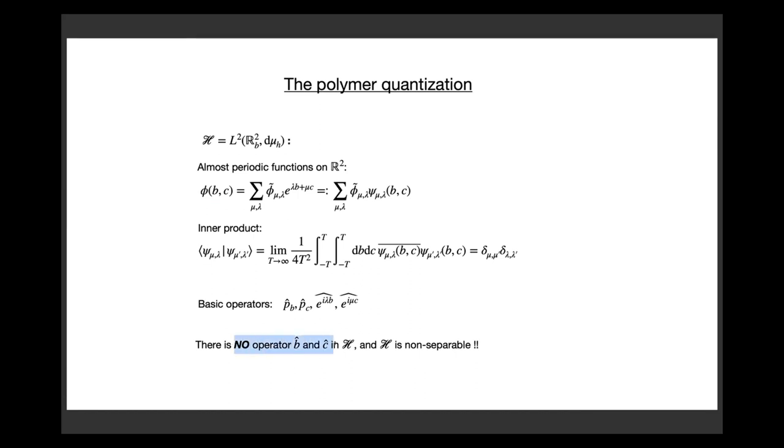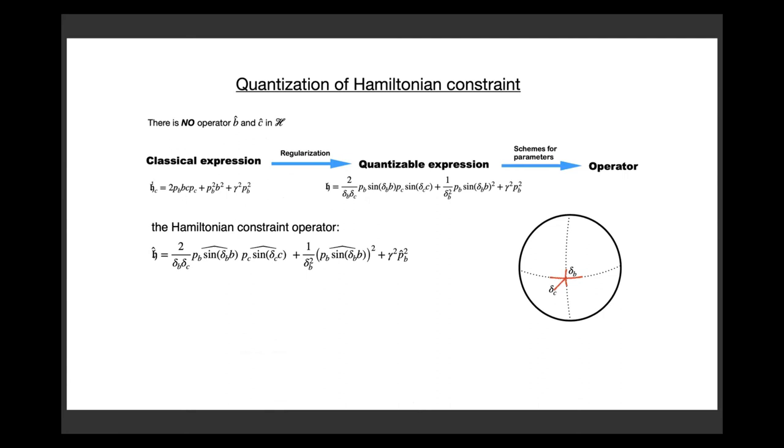The first one will lead to some problems in the quantization of the Hamiltonian constraint. And for the second one, I think it is mathematically undesirable. But this problem is finally solved by the superselection feature of our model. This is the classical expression of the Hamiltonian constraint, in which there are those variables b and c. But as mentioned before, these two variables have no operator correspondence. So in order to quantize this classical expression, we first need to do regularization to get a quantizable expression. And this regularization will introduce two parameters, delta_b and delta_c.